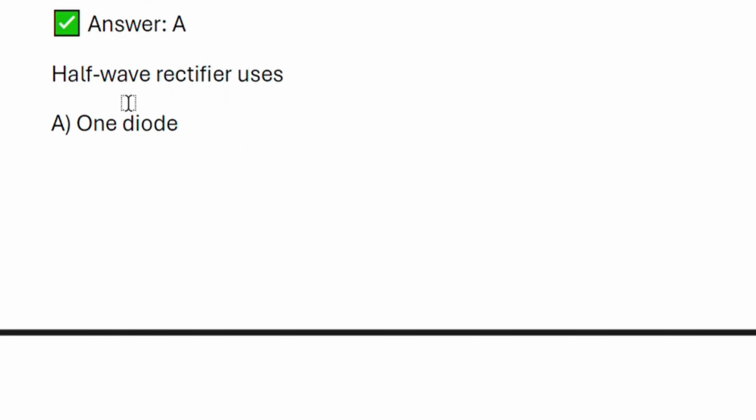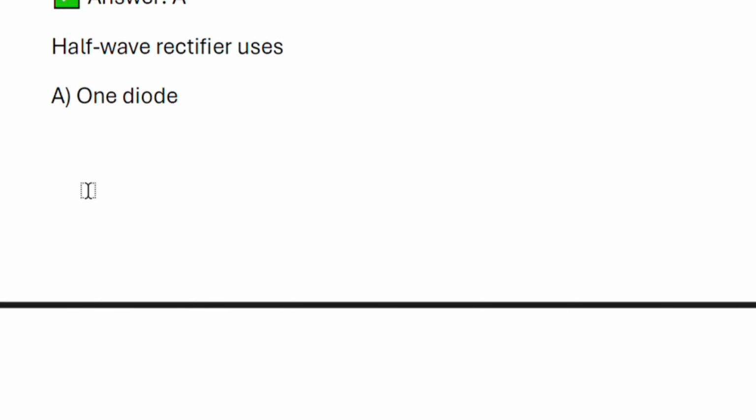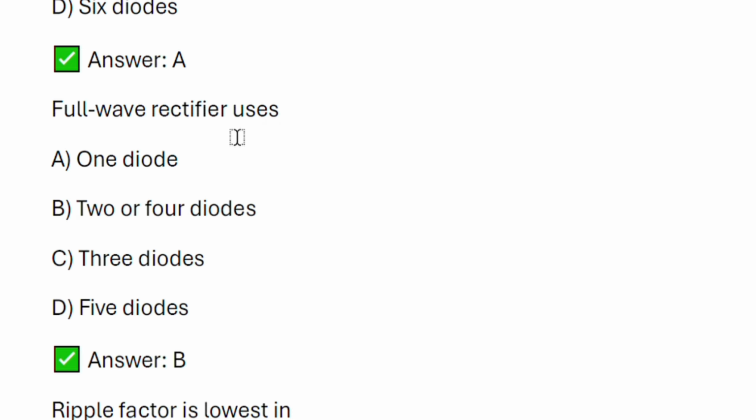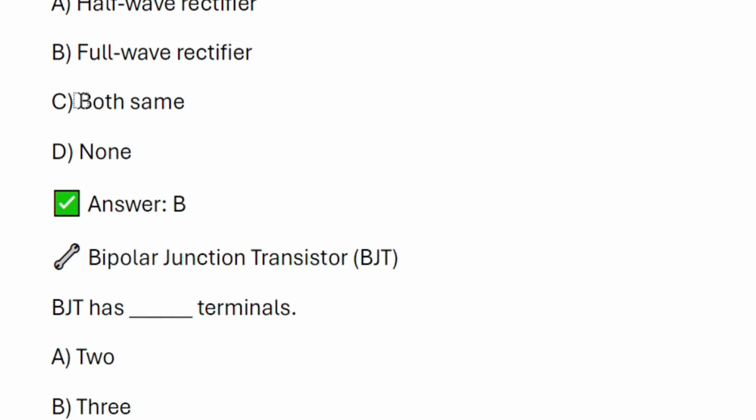Next, half wave rectifier uses 1 diode, 2 diodes, 4 diodes, 6 diodes. The correct answer is option number A. Next question. Full wave rectifier uses 1 diode, 2 or 4 diodes, 3 diodes, 5 diodes. The correct answer is option number B, 2 or 4 diodes. Next question. Ripple factor is lowest in half wave rectifier, full wave rectifier, both same, none. The correct answer is option number B.